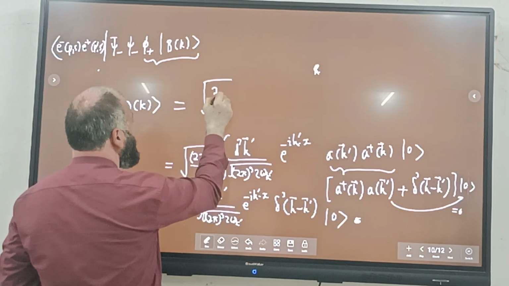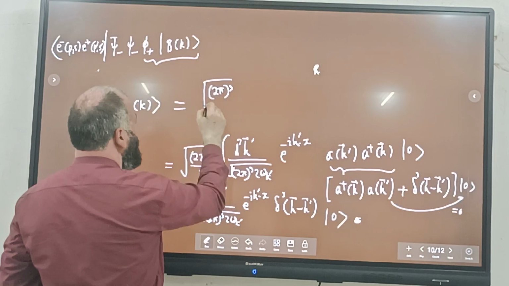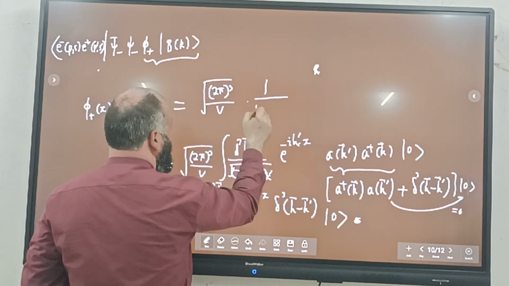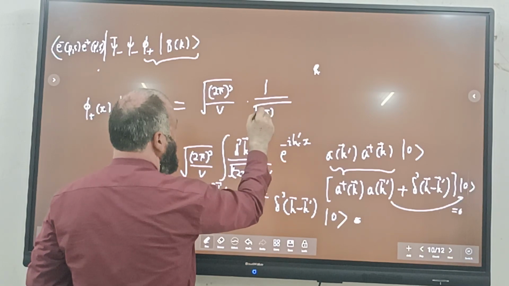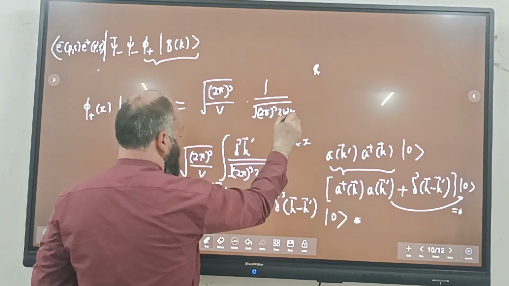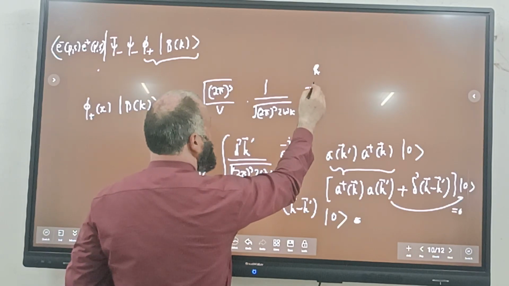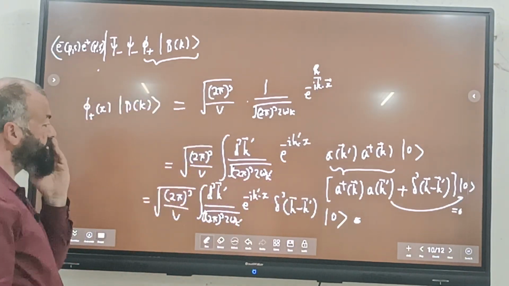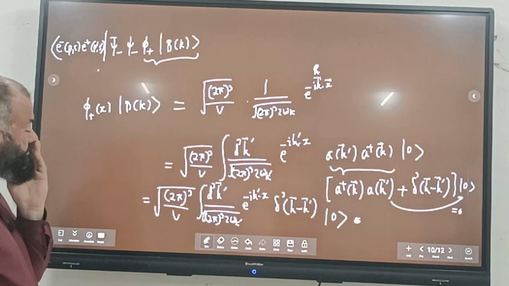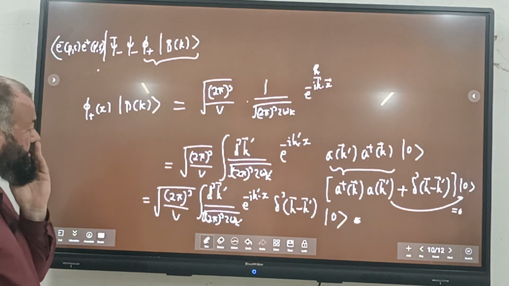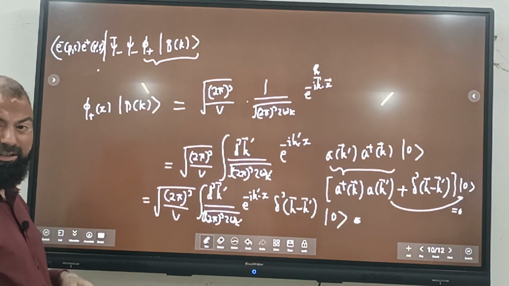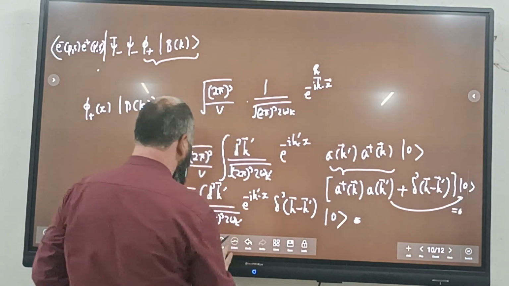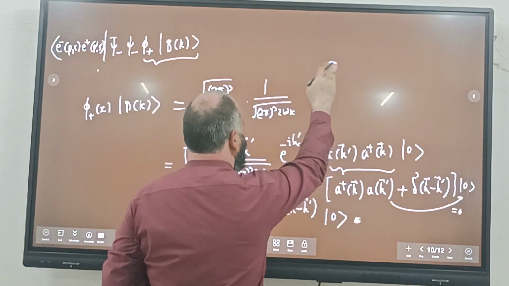So that's simply equal to root of 2 pi q divided by v, and there you are having 1 divided by root of 2 pi q, twice omega k, and e raised to the power minus i k. So how does it matter? So k is the 4 vector itself, so it doesn't matter. So can you tell me why?